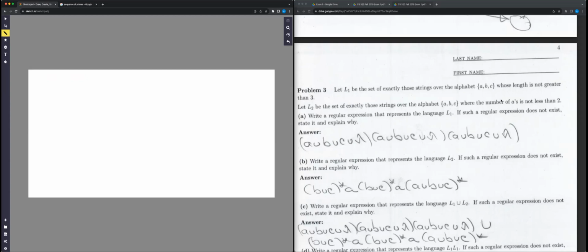Is A star and A or lambda the same thing? No, not even close. A or lambda means I can get A or lambda. Whereas A star I could get A or AA or AAA or lambda or any number of A's. So no, they're not the same. This is finite also. This is infinite. You could tell it's infinite because it has a star. And this doesn't have a star. Without a star, it can't possibly be infinite. All right.